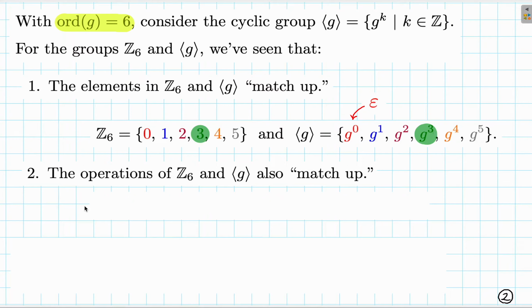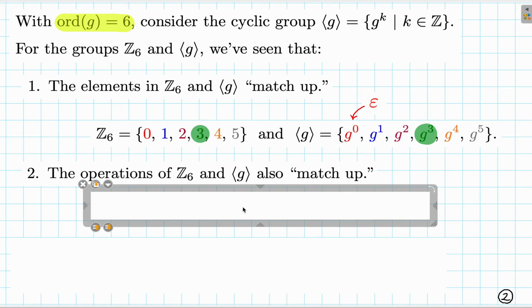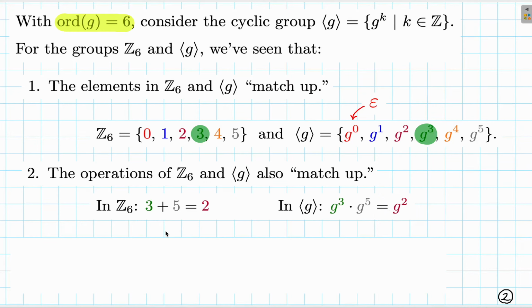Now, not only do the elements match up, we also saw that their operations match up, even though Z6 has addition as an operation and bracket G has multiplication as an operation. Now, how do those operations match up? Well, let's look at some examples. So in Z6, we have 3 plus 5, which is 8, mod 6 is 2. So green plus silver is maroon.